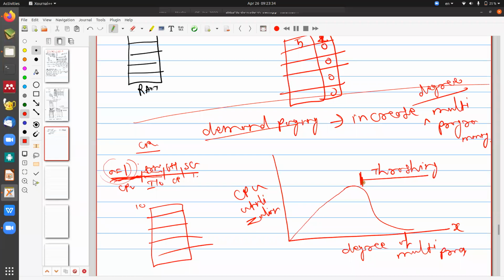because your context switching is also involved there, and as well as your replacement is also involved there. So because of this, the thrashing occurs. So thrashing is a scenario where even if the degree of multi-programming is increasing, rather than increasing the CPU utilization, the CPU utilization starts reducing. That is the idea. Okay.